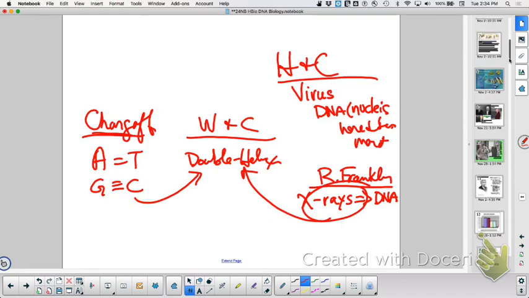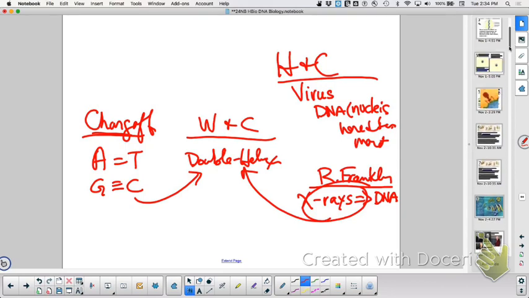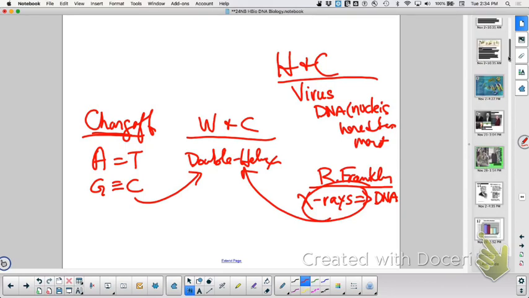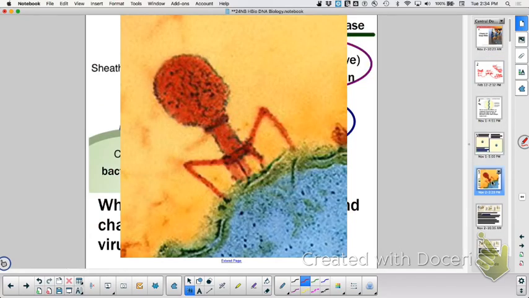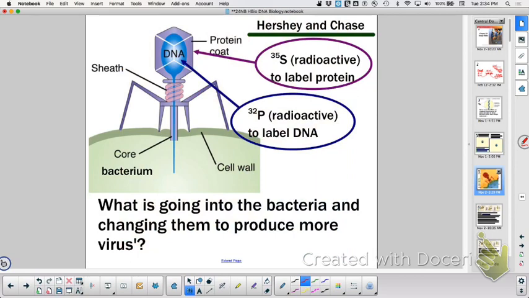Yep. Okay, so real quickly, I'm just going to show you the picture so I can cement it in your brain. The whole bacteriophage thing where they label the virus. Remember, bacteriophage means a phage is a virus that infects bacteria. They labeled the DNA with an isotope of phosphorus, and you're going to remember that because base, sugar, phosphate. Okay, and then they labeled the protein with sulfur.